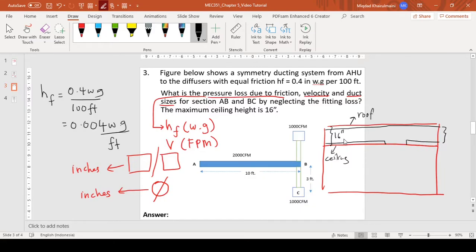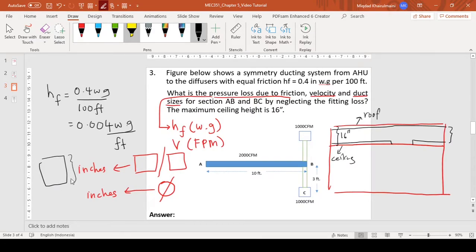So if we want to use rectangular or square, the height here maximum will be 16 inches. If we want to use round ducting, the diameter here maximum will be 16 inches. So that is what we obtain from the question. And here we have the layout.